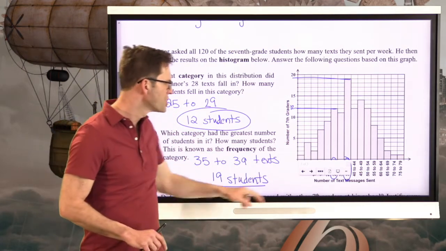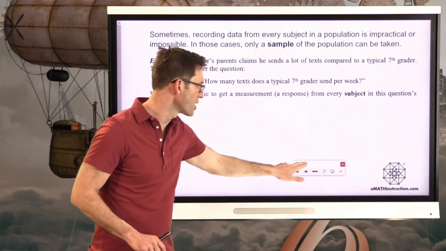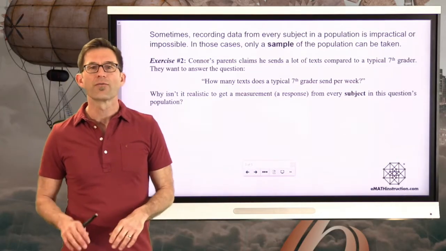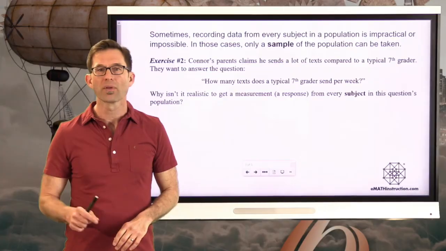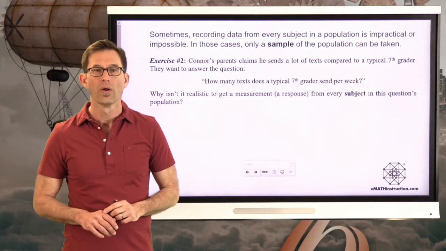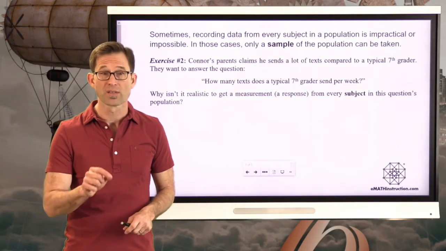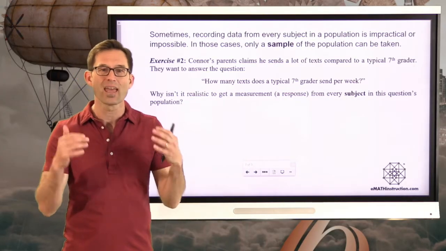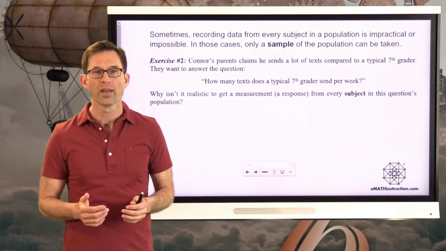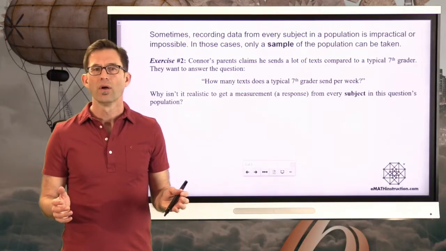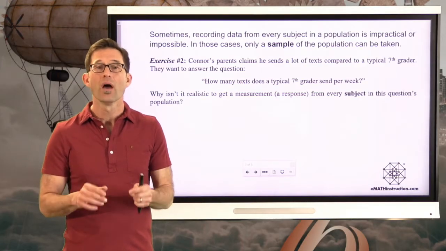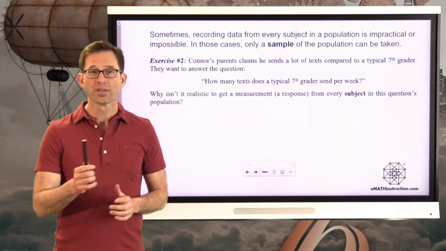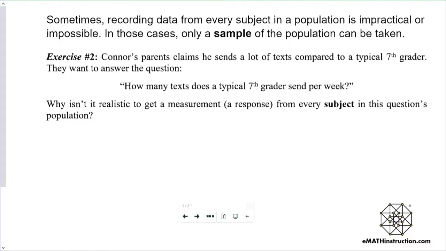All right, so let's keep working with this particular exercise. Now, sometimes recording data from every subject in a population is either impractical or literally impossible. In those cases, what we try to do is get a sample of the population, all right? We just try to get a sample, and then we try to say something using the sample about the population. So let's take a look at exercise number 2.